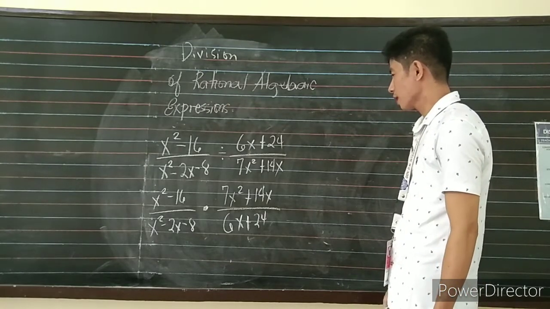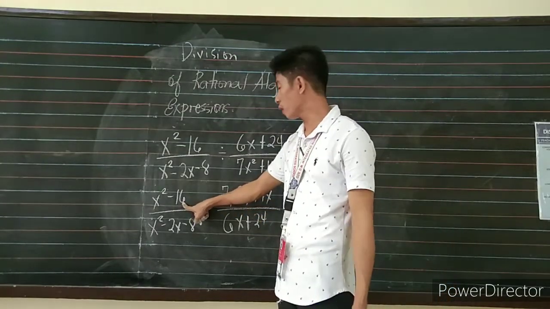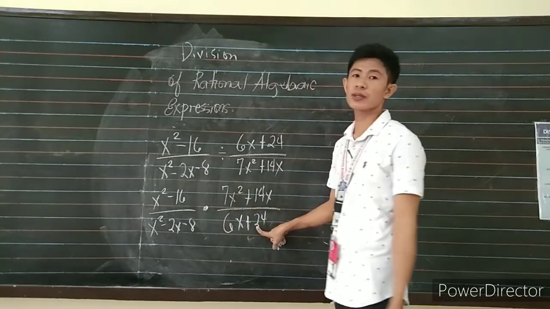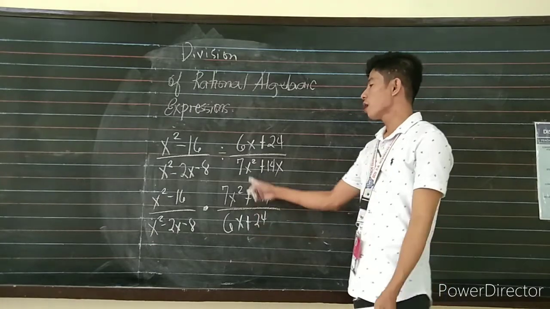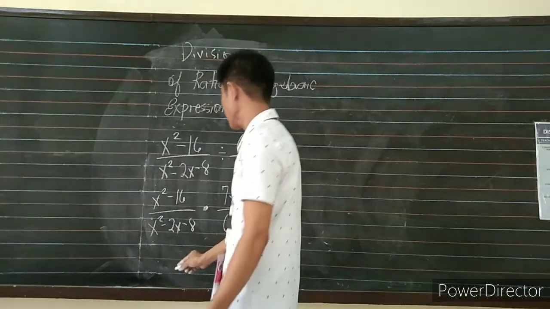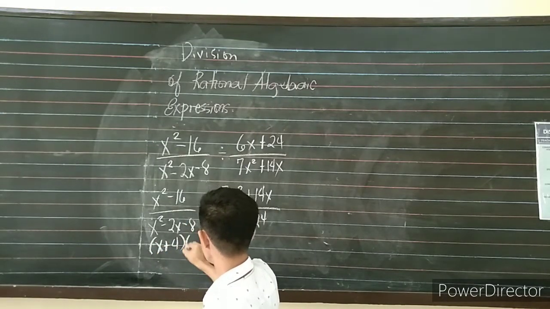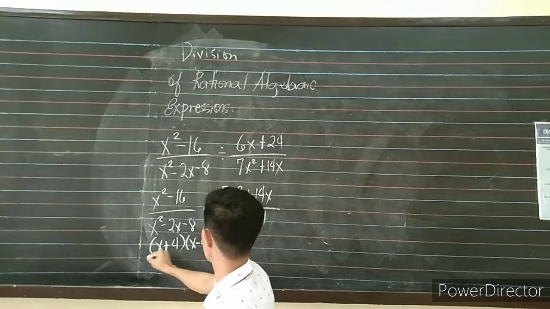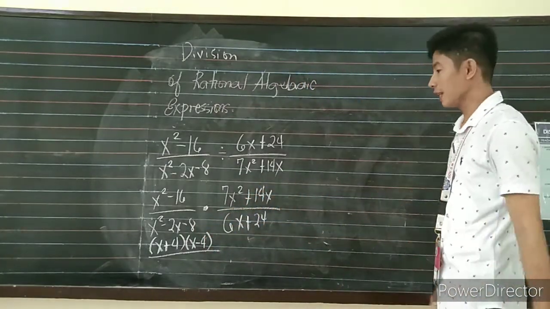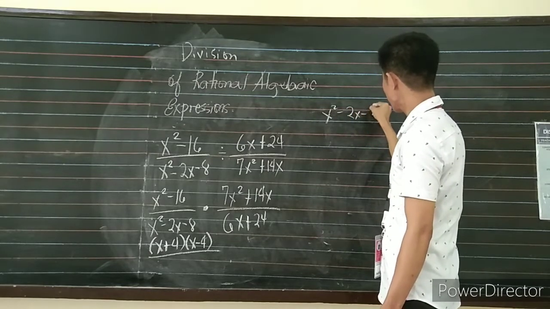Next is to factor, because this is factorable. This is also factorable. This is factorable and this is also factorable. So we need to factor all of the terms. The factor of x squared minus 16 is x plus 4 times x minus 4, over the factor of x squared minus 2x minus 8.